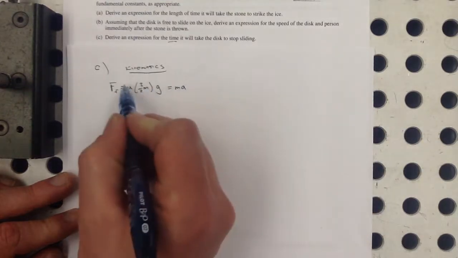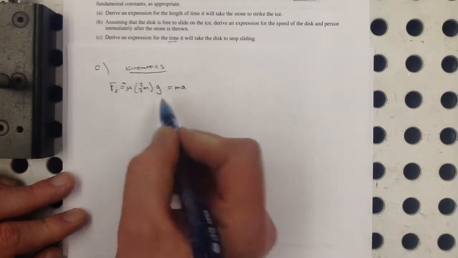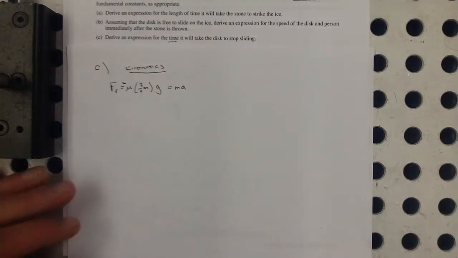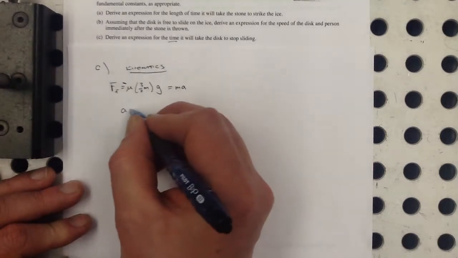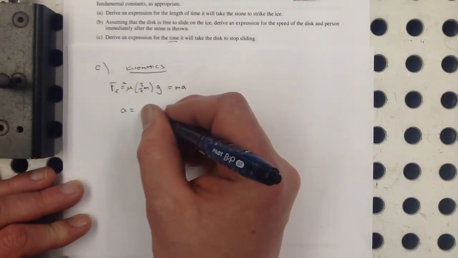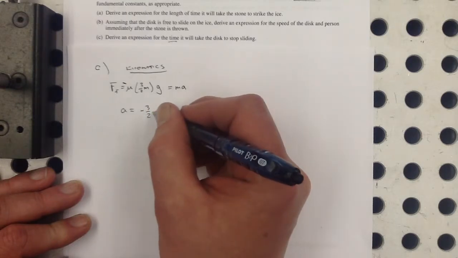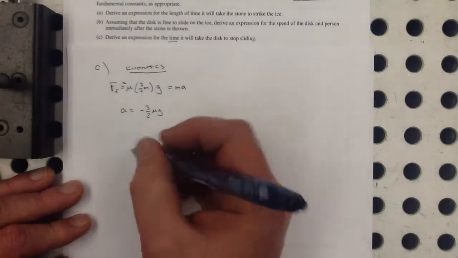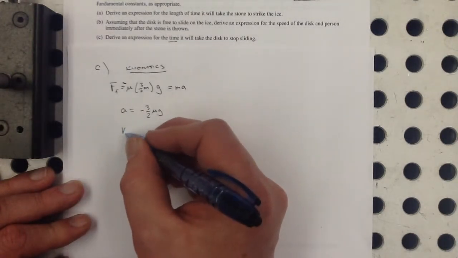We would notice here that this is a negative frictional force. It's the opposite of the direction of motion. So I'm going to make that negative, so I get a negative acceleration. So the m's would cancel out. The acceleration is negative 3 halves mu g. So that's my acceleration.